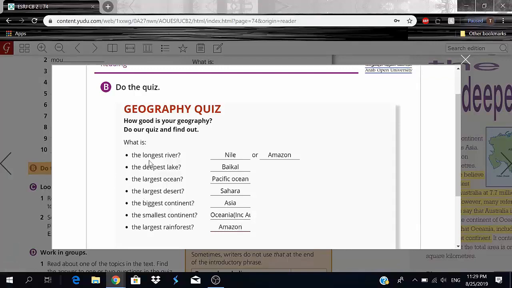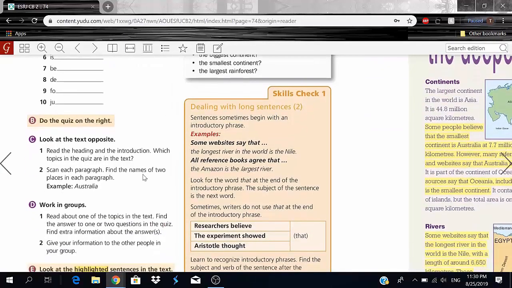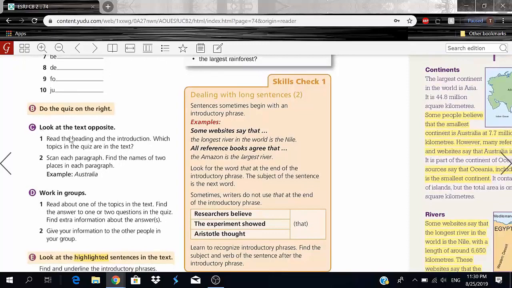Okay? So the longest river, debate between Nile or Amazon, the deepest lake, Baikal, the largest ocean, the Pacific Ocean, the largest desert, Sahara, the biggest continent, Asia, the smallest continent, Oceania, including Australia, and the largest rainforest, the Amazon. Okay, you guys? Simple stuff. Let's move on.